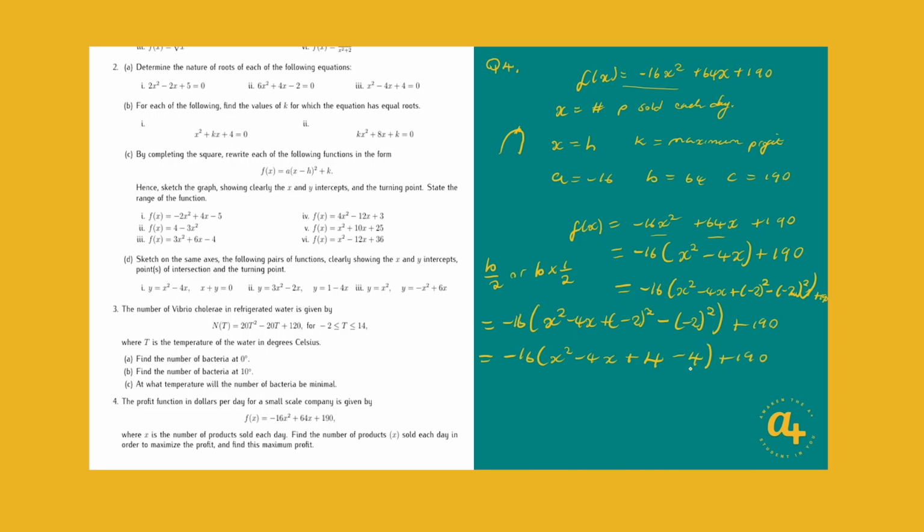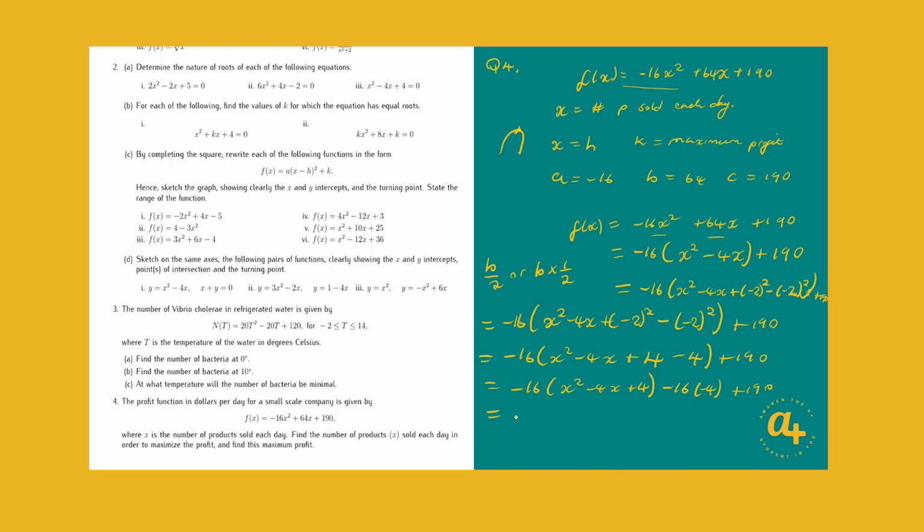The next thing that we're going to do is take this negative 4 outside the parenthesis. In order for us to do that, we're going to have to multiply this negative 16 by this negative 4 and then put it on the outside of the parenthesis so that we can simplify it together with the 190 on the outside as well. So we're going to have negative 16 x squared minus 4x plus 4. We're taking the negative 4 outside. We're going to multiply it by 16 times negative 4 plus 190.